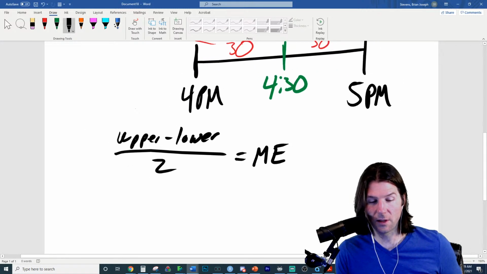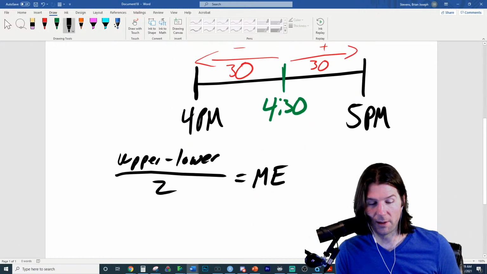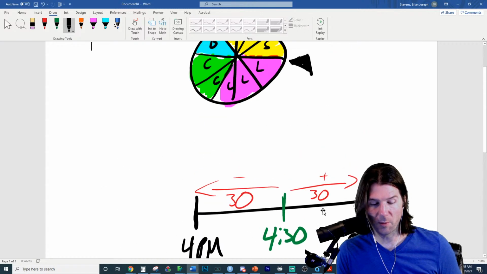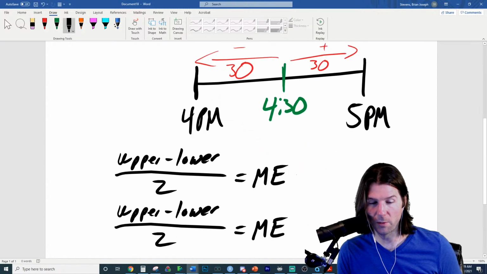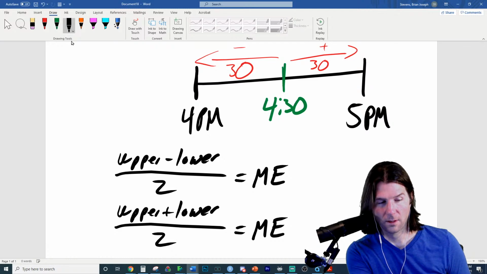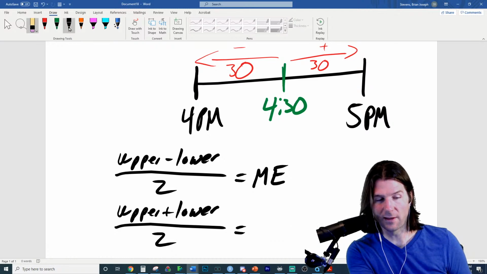You can get the center of the interval by taking the upper plus the lower and dividing by 2, which is the average of the interval. So if you take the upper plus the lower and divide by 2, you will get the center of the interval. I guess I could have just turned that into a plus. And this will give you the center.